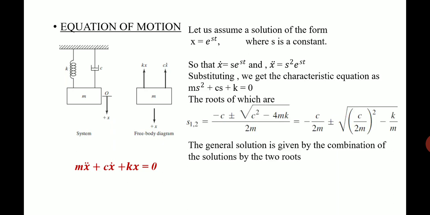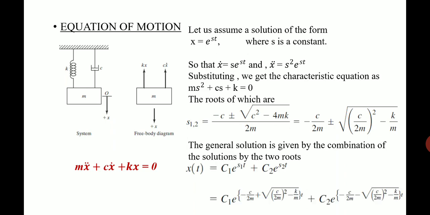Since there are two distinct roots, the general solution for a homogeneous equation will be c1 e raised to s1 t plus c2 e raised to s2 t. As you have seen, s1 will be minus c by 2m plus root of (c by 2m) the whole square minus k by m, and s2 will be minus c by 2m minus root of (c by 2m) the whole square minus k by m.